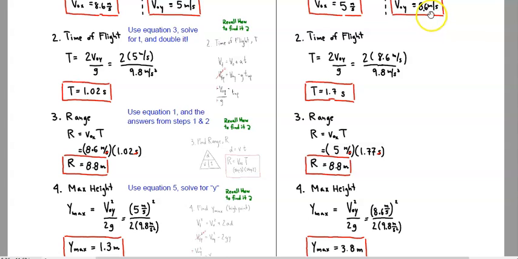whereas the Voy for the higher angle was 8.6 meters per second. When squared and divided by double gravity, it gives you 3.8 meters for y max, which is the height of its turning point. As I said earlier, the turning points are both on the axis of symmetry. They have the same range, but the higher angle will have a higher y max, and that is why it has a longer time of flight than the lower angle one does.